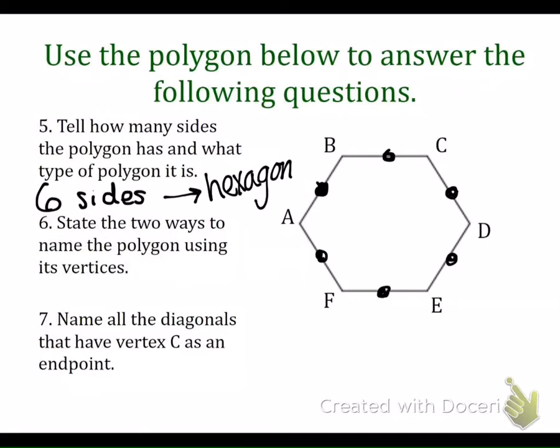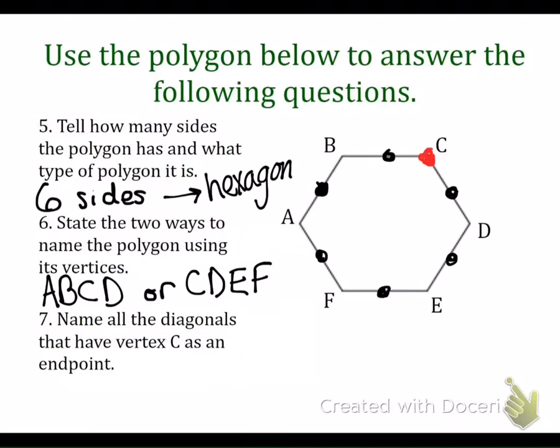State the 2 ways to name the polygon using its vertices. Okay, so how are we going to name this polygon? And then name all the diagonals that have vertex C as an endpoint. Okay, so vertex C as an endpoint, the diagonals.